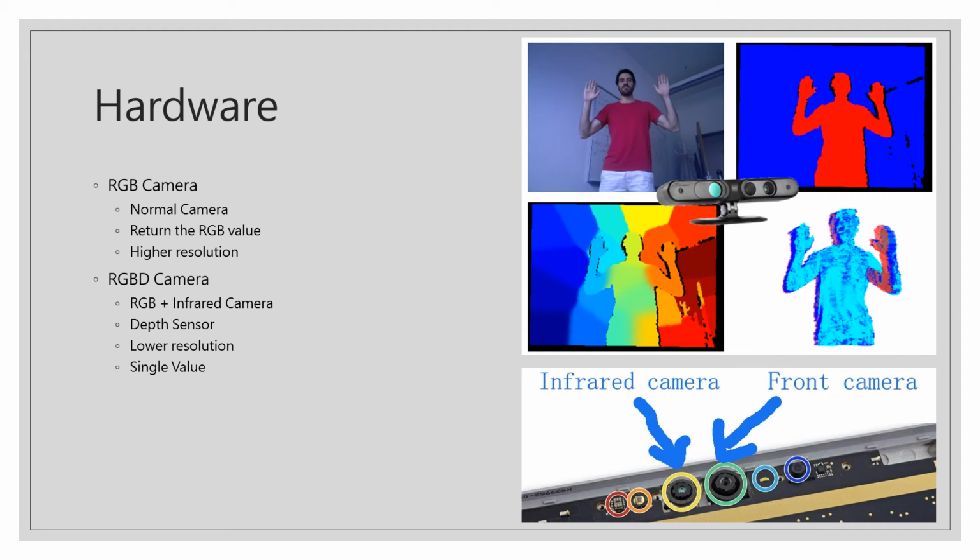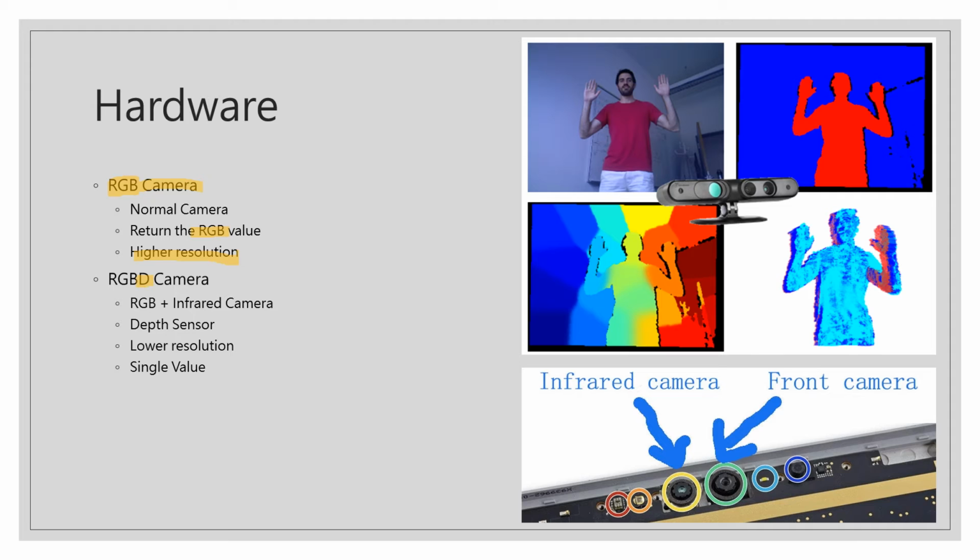So for the hardware, there are two different kinds of camera. The first one is RGB, red, green, blue camera. That means the webcam, the camera on your mobile phone, etc. Okay, it's a normal camera. It returns the RGB value. So most likely they have a higher resolution. Even if your webcam is 320 times 240, it's better than the RGBD depth camera.